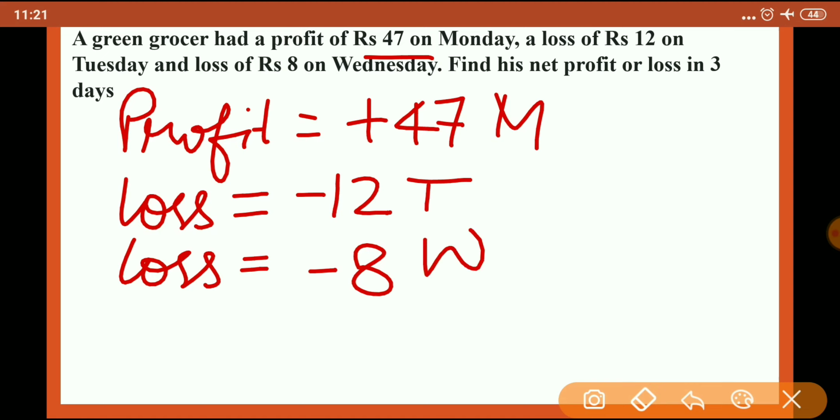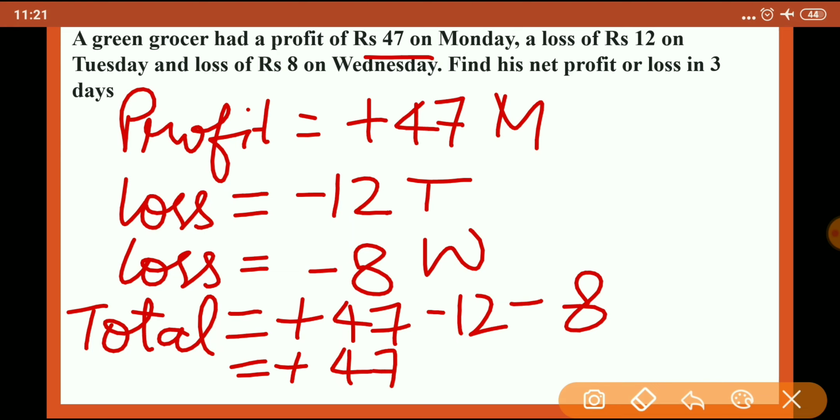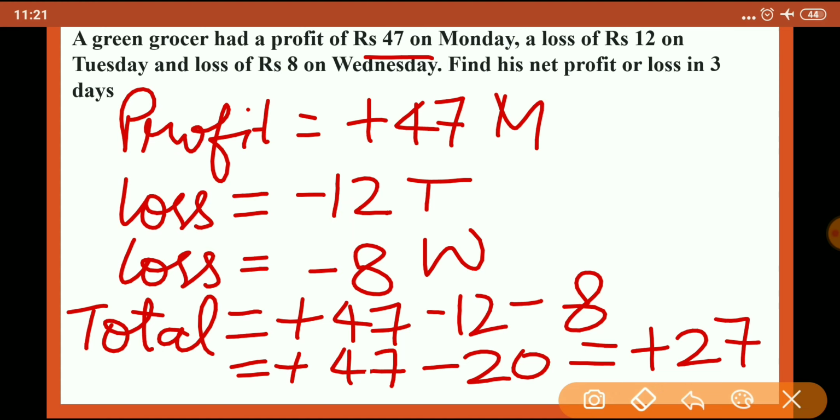Find his net profit or loss in 3 days. Net means you have to find the total. So you will write total. So total is plus 47 minus 12 minus 8. First we will solve the same sign. So minus 12 minus 8 is minus 20. Now plus 47 minus 20, you will get plus 27. It's simple.